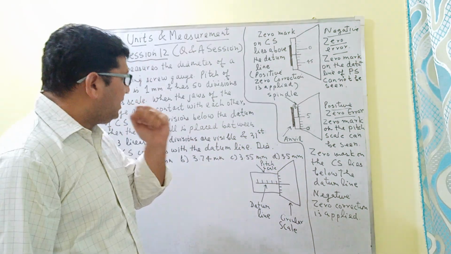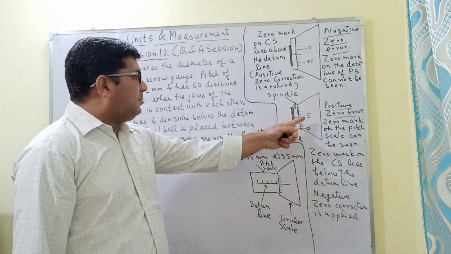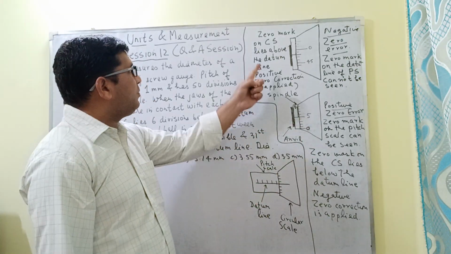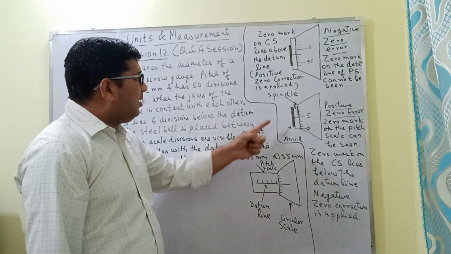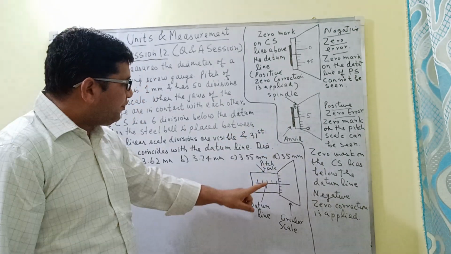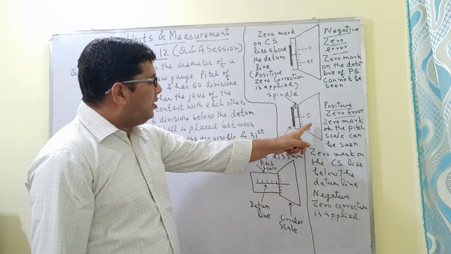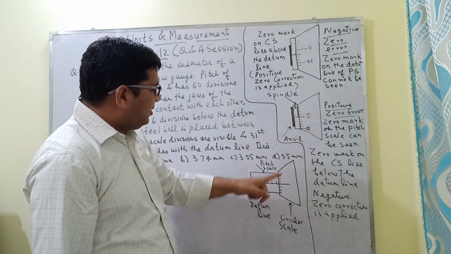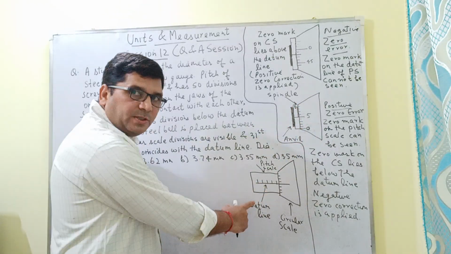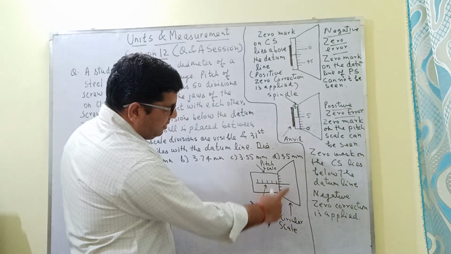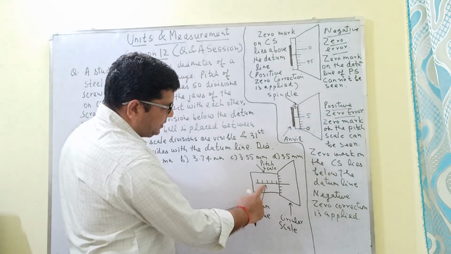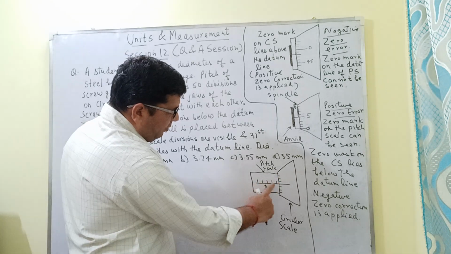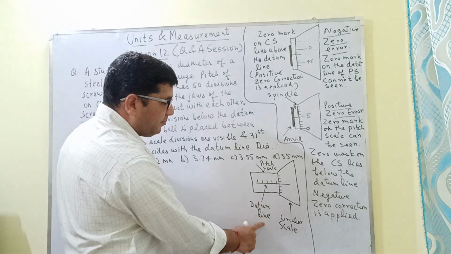So first, I will be discussing the concept of zero error in the case of a screw gauge. Now, in the case of a screw gauge, if the zero mark on the circular scale, this is the circular scale, I have made one diagram here of this screw gauge. This is the circular scale, and this is the pitch scale. Here you will see there's one line which is called the datum line.